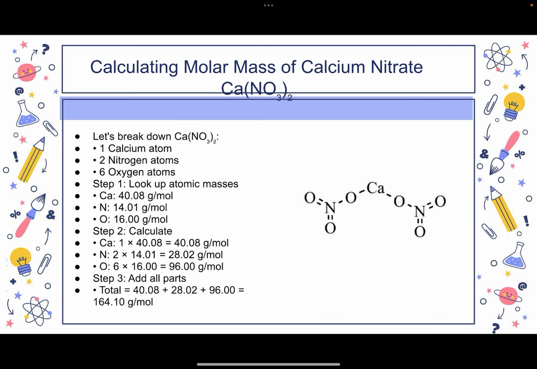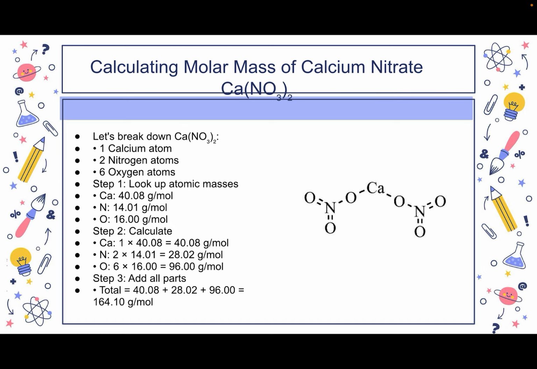So if you want to calculate that, break it down. You've got 1 calcium atom. You got 2 nitrogen atoms, because don't forget the parentheses mean you got to double everything that's in the parentheses. 6 oxygen atoms. So look up the molar mass. Calcium is 40.08, nitrogen's 14.01, and oxygen 16.